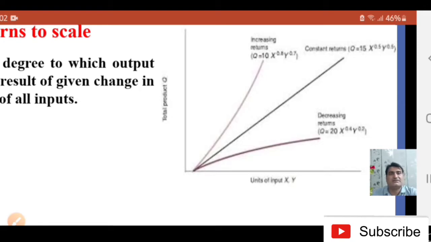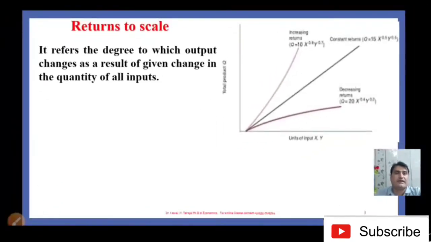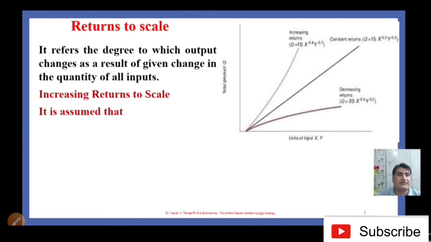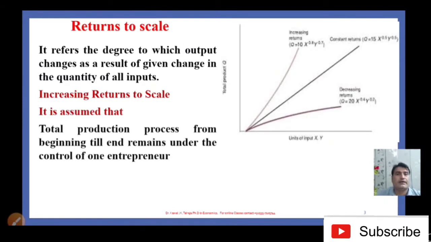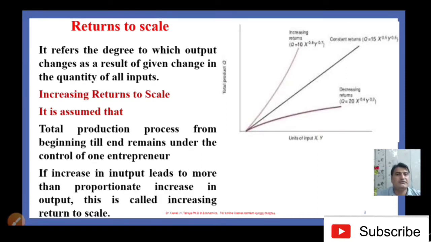But in this lecture we are concerned only with the law of increasing return. In this part we talk about the increasing returns to scale and the assumptions for it: that the total production process from beginning till end remains under the control of one entrepreneur. Increasing returns to scale means that an increase in input leads to a more than proportionate increase in output.